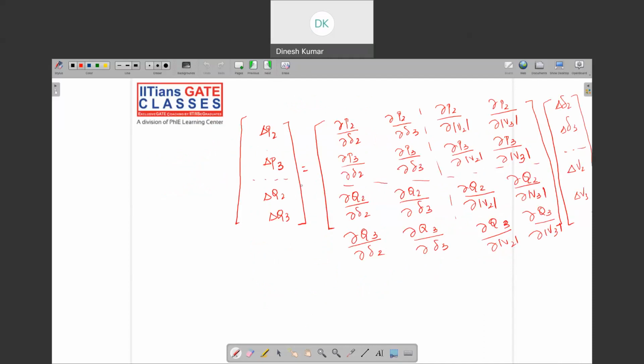So in the first iteration we can find delta delta 2, then delta delta 3, delta V2, and delta V3. Take the inverse of this matrix and multiply. So we can find this, then update using it. Then again we find this and check that the change is very, very small. Like this we can go on updating. So this is how we do the Newton-Raphson method.